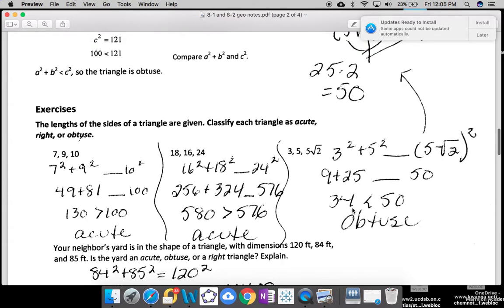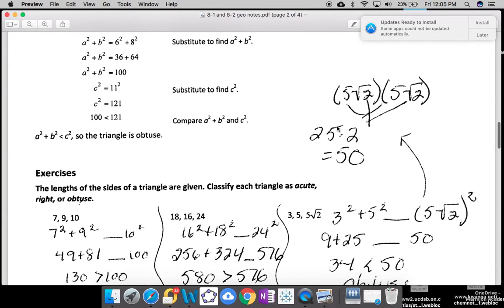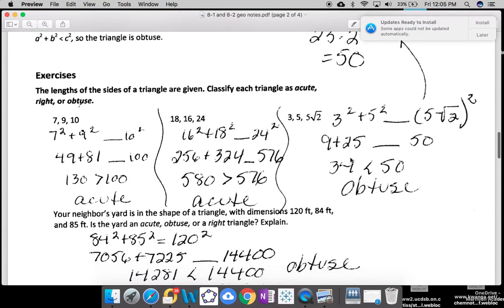And finally, they're going to start throwing at you side lengths with radicals. 3 squared plus 5 squared is 34. But what is 5 square root of 2 squared? That's our longest side. Well, I square the 5, I get 25. I take square root of 2 times square root of 2, I get 2. 25 times 2 is 50. 34 is less than 50. I have an obtuse triangle.